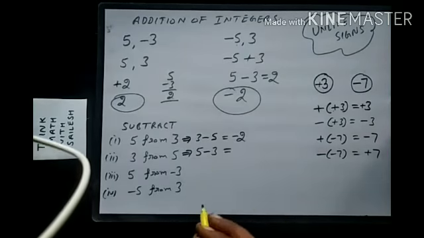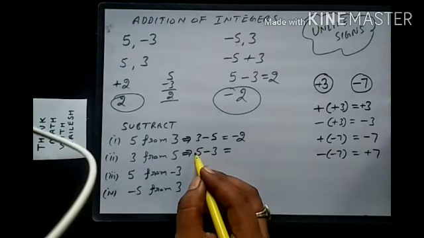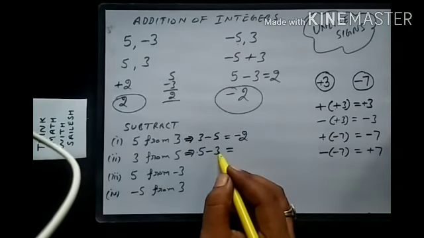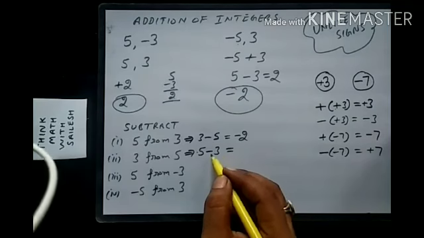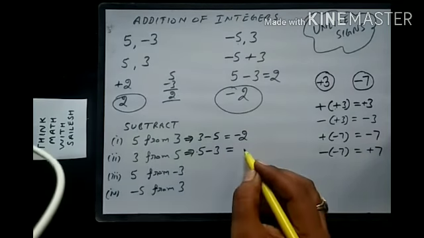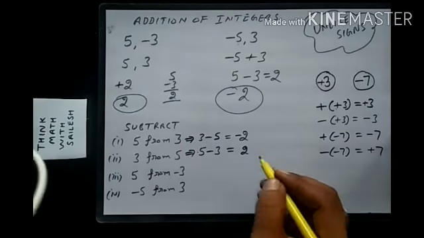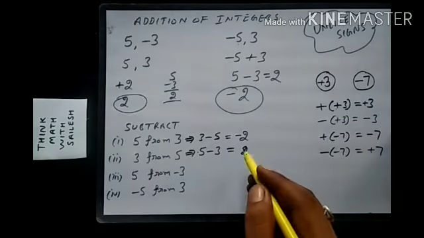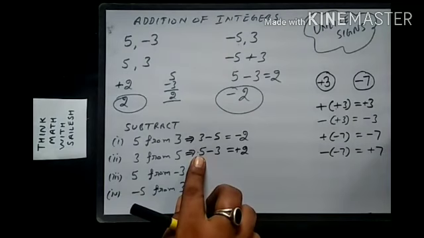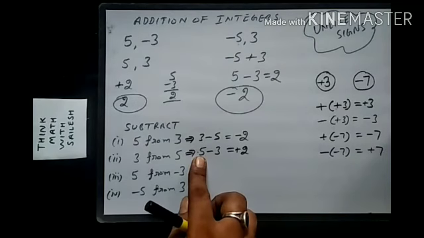5 minus 3. Here you will see that the absolute value of 5 is 5 and the absolute value of 3 is 3. Therefore the difference is 2. Now the symbol will be positive. Now why positive? Because the absolute value of plus 5 is greater.